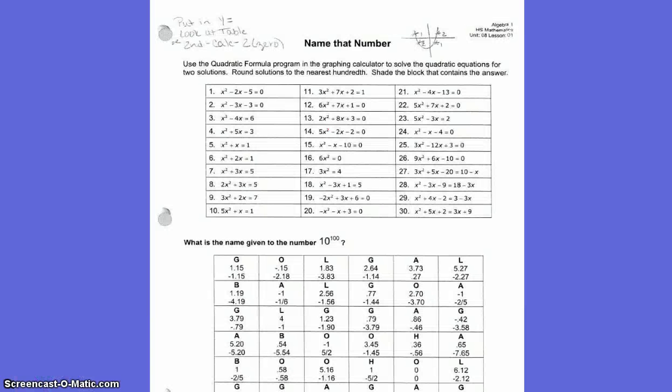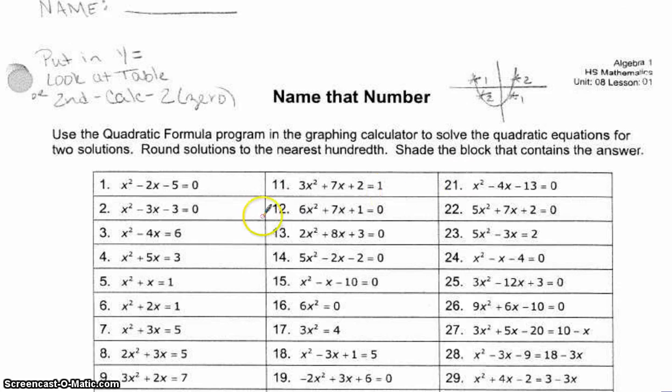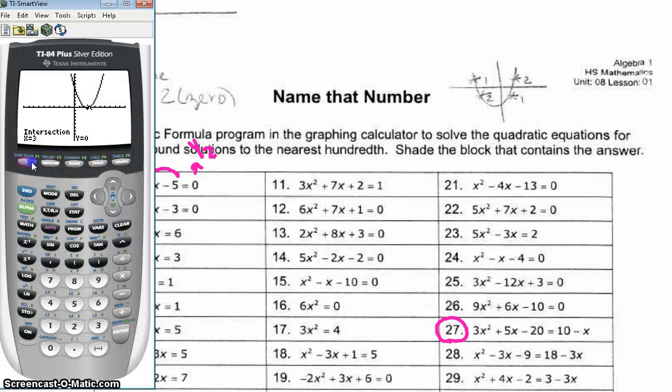So looking at your worksheet that says Name That Number, what you're going to do is use your calculator. Everything before the equal sign is going to go to y1, and everything after the equal sign is going to go to y2. So it doesn't matter which problem you do, it works that way. Let's look at number 27 on your paper. We're going to go to y equal and clear everything out, and everything before the equal sign goes at y1.